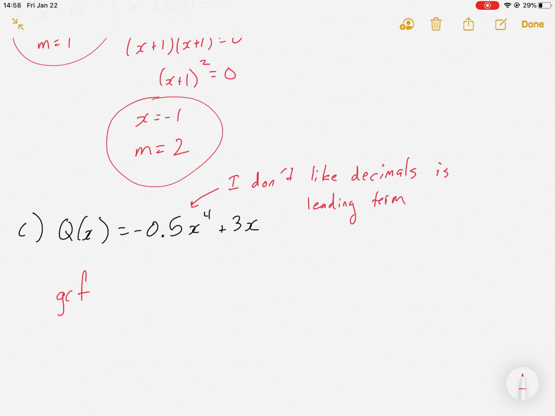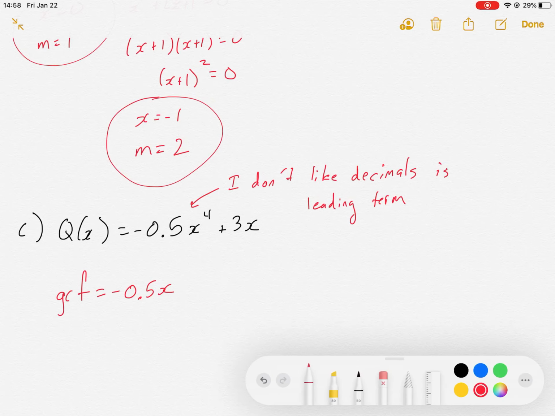So I'm going to actually include that negative point. I also don't like negatives in my leading term. So I'm going to include the negative 0.5 in my GCF. So it's going to be negative 0.5x. We're going to go ahead and factor that out of each of the terms.